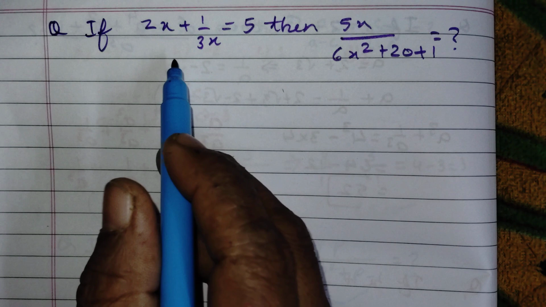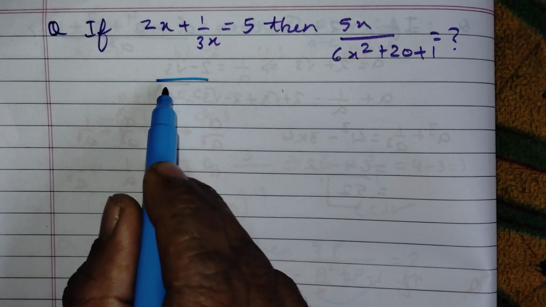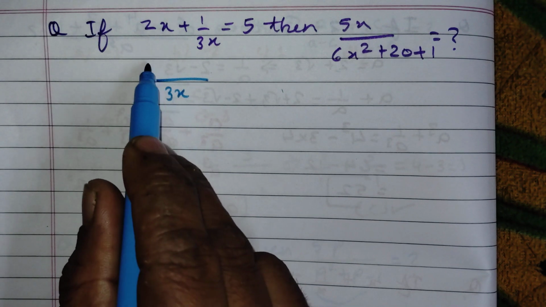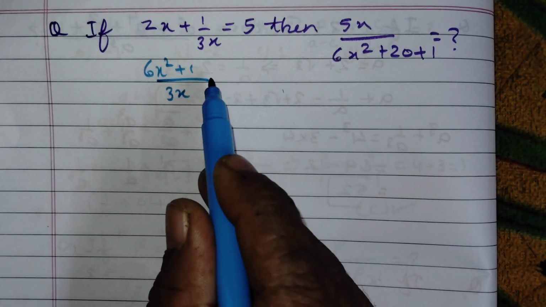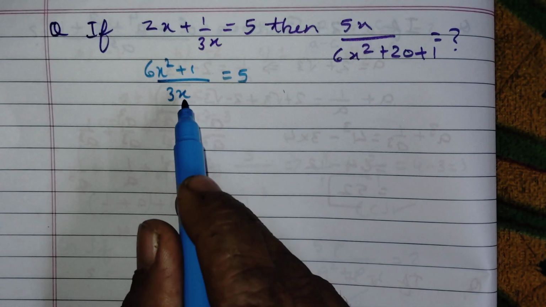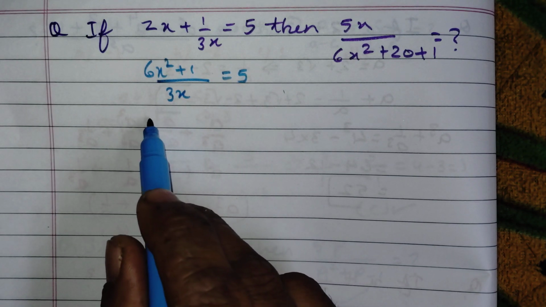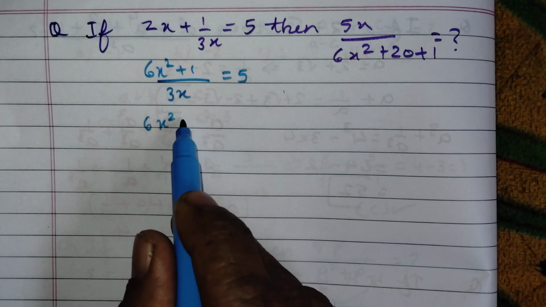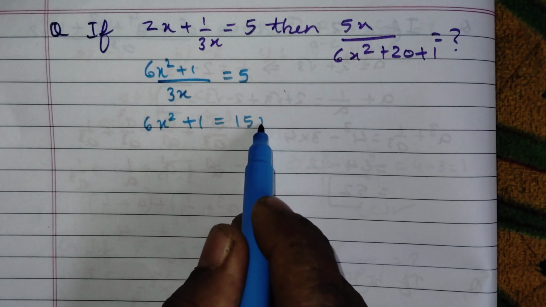So here we take LCM. There is given 2x plus 1 upon 3x. So 3x LCM, it becomes 6x square plus 1 equal to 5. On LHS we take LCM. Now 3x goes to the other side by cross multiplying. It gives us 6x square plus 1 equal to 5 into 3x, 15x.